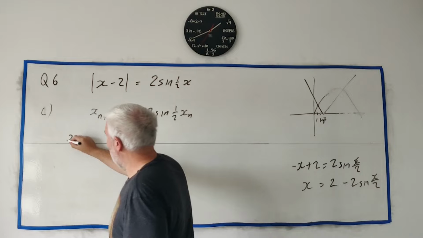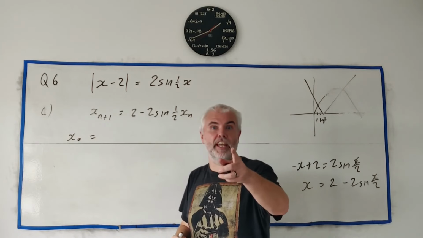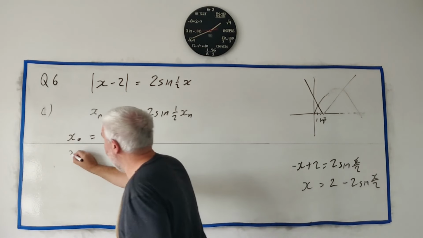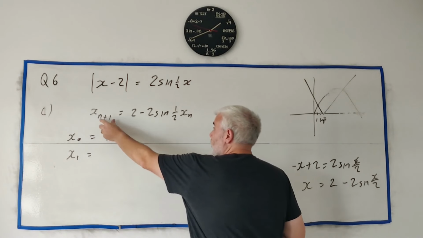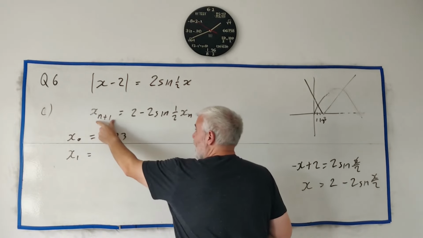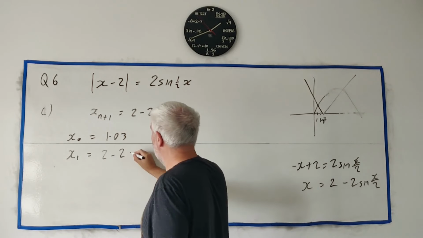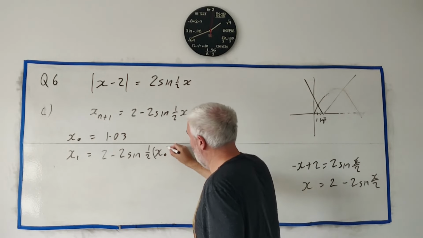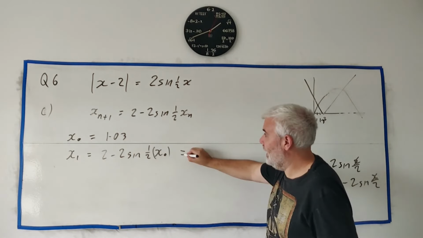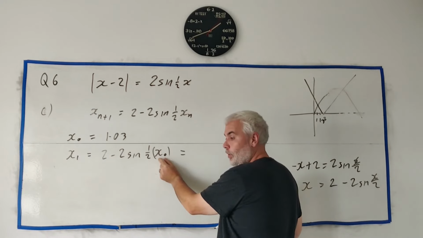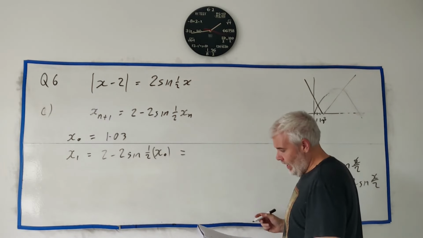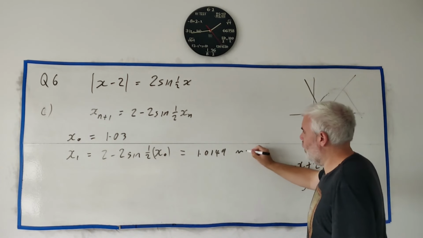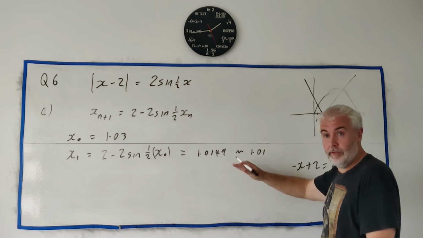How I like to think of it is, I think of x0 as a guess. They've given us the guess here, 1.03. We start with a guess. x1 is the next number, and that's where this comes from. If n is 0, x1 is equal to 2 minus 2 sine 1 over 2 x0, which we know is right here. You can put all of that into a calculator with 1.05 here, and we get 1.0149, which is approximately 1.01 to 2 decimal places.